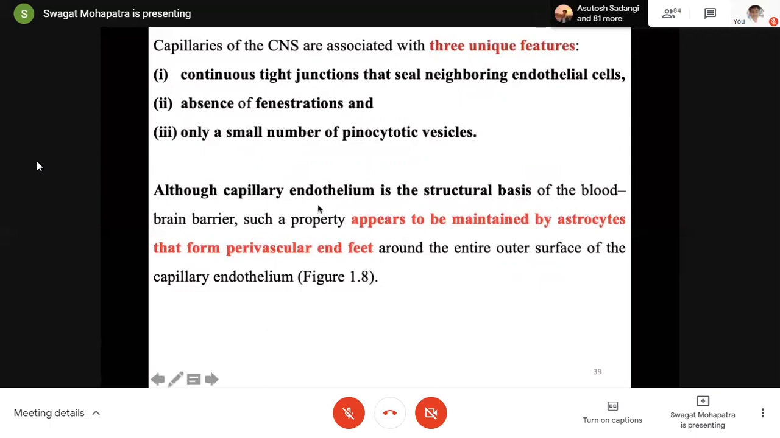Although the capillary endothelium is the structural basis of the blood-brain barrier, such a property appears to be maintained by astrocytes that form perivascular end feet around the entire outer surface of the capillary endothelium. Got it?